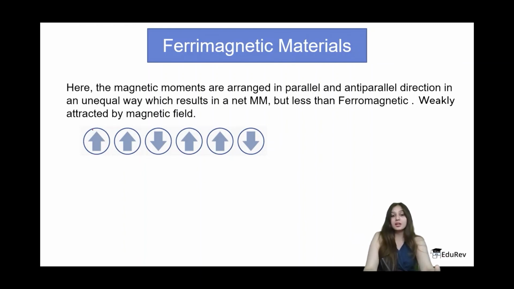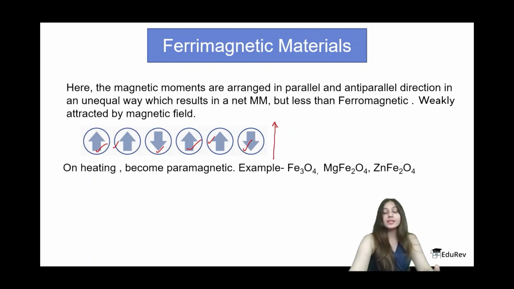As you can see here, we have two in the upward direction, one in the lower direction, then again two in the upward direction, then one again in the lower direction, and then we have finally a magnetic field in the upward direction, right? So these are the examples of ferrimagnetic substances which you need to know of.